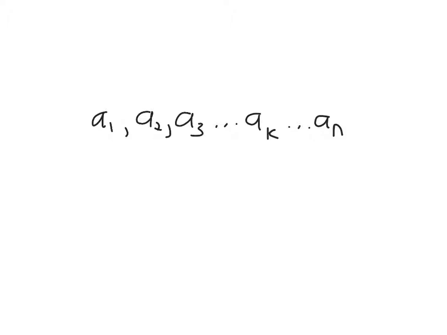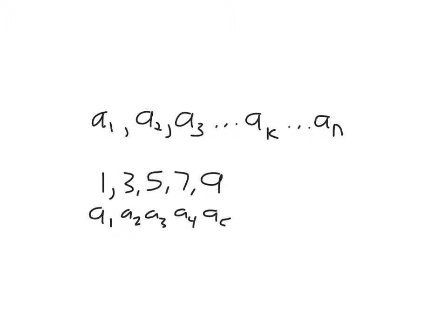So one sequence might be 1, 3, 5, 7, and 9, where 1 is a sub 1, 3 is a sub 2, 5 is a sub 3, 7 is a sub 4, and 9 is a sub 5. In this sequence there are 5 items, so we would say n equals 5. That's the number of items.